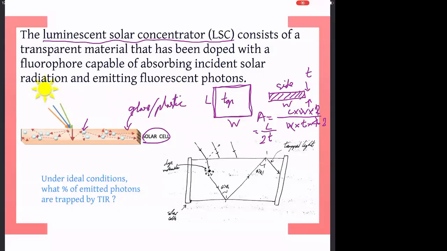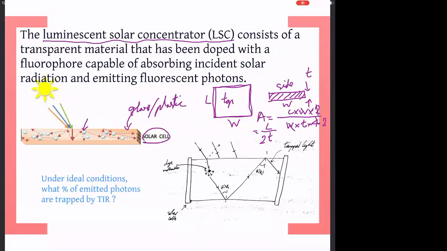So L is the length of the window, and T is the thickness of the window. Of course, the thickness of the window is much smaller than the length, so now you're talking about pretty large amounts of concentration, which is fantastic. Okay? So L is much larger than T, so you're talking about pretty big amounts of concentration. So that's the reason to do this, and there is no need to track the sun. That's why this is a very exciting concept.